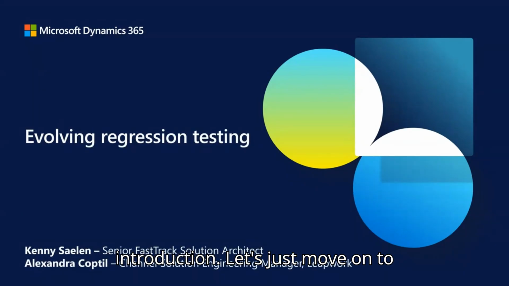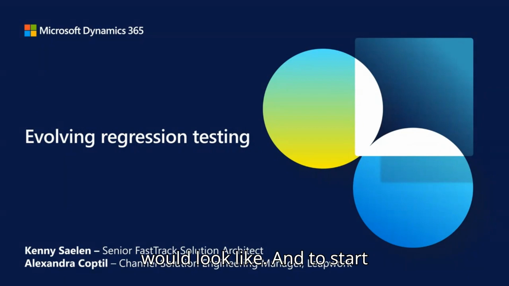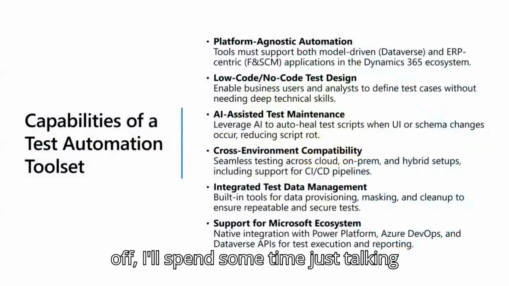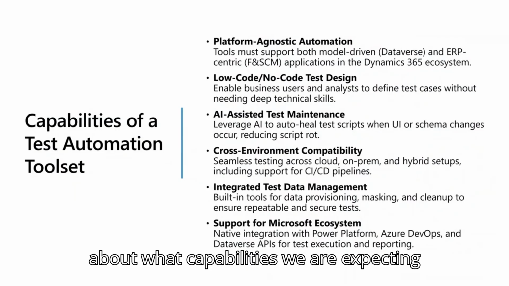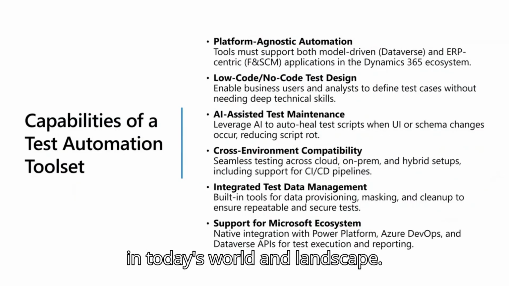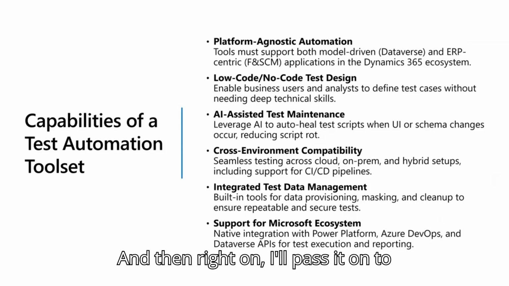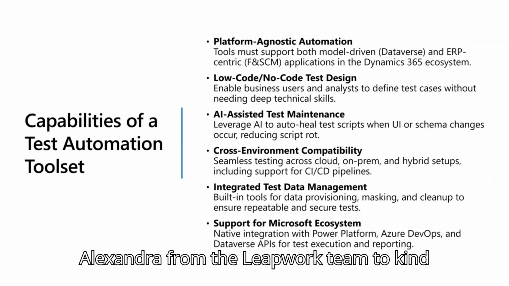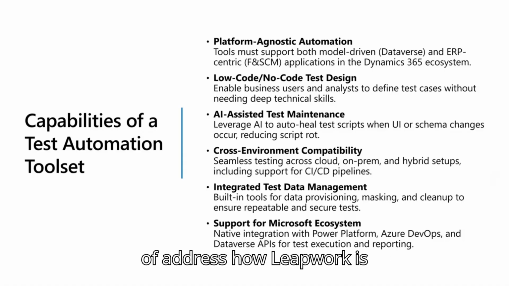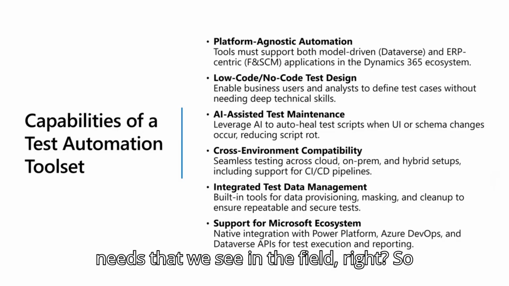Let's just move on to what evolving regression testing would look like. To start off, I'll spend some time talking about what capabilities we are expecting to see in the testing automation toolset in today's world and landscape. And then right on, I'll pass it on to Alexandra from the Leapwork team to address how Leapwork is addressing some of these capabilities and needs that we see in the field, right?